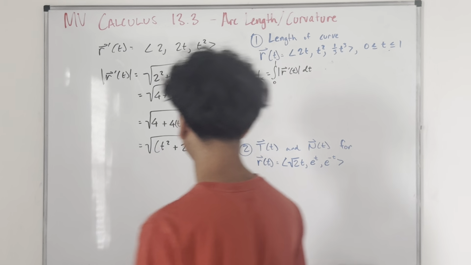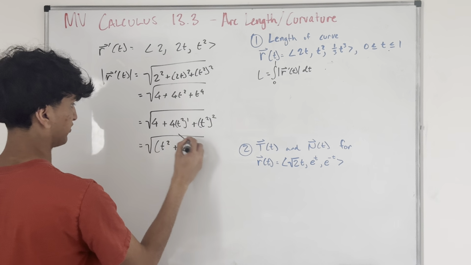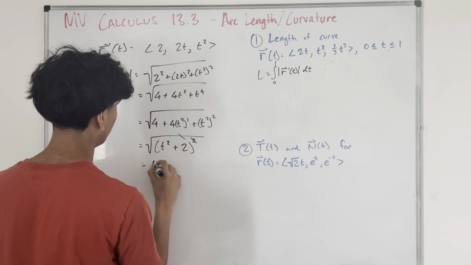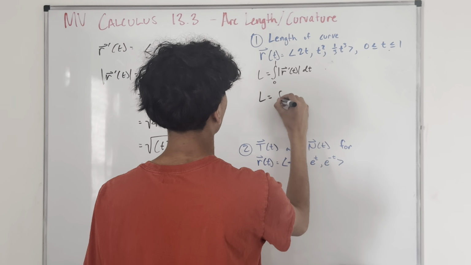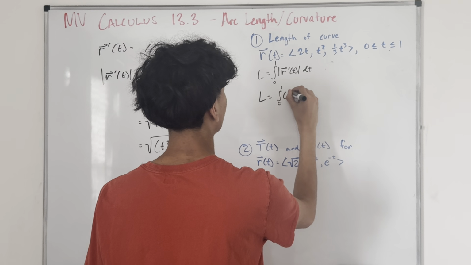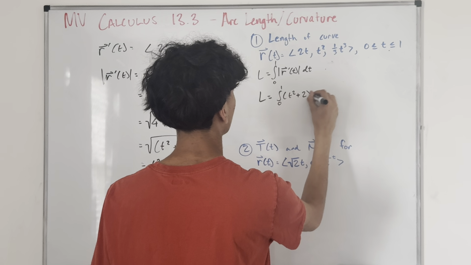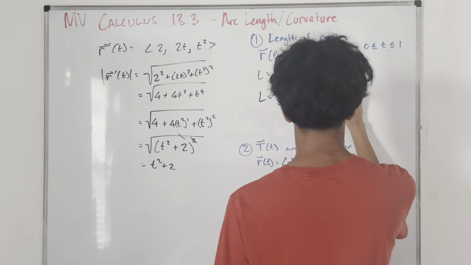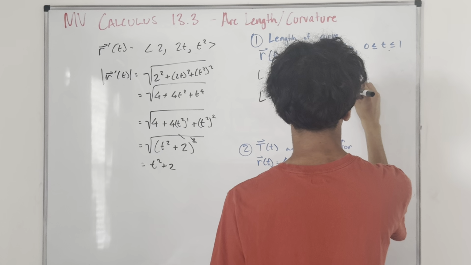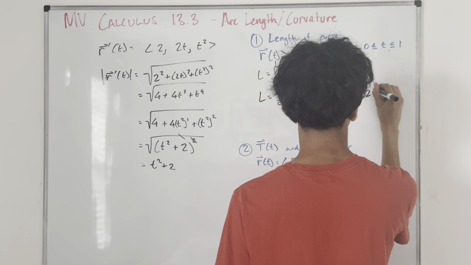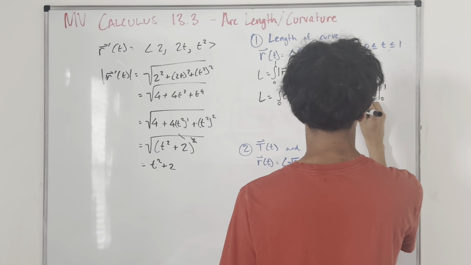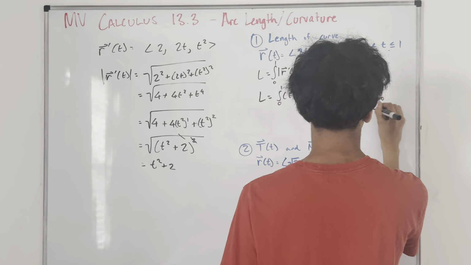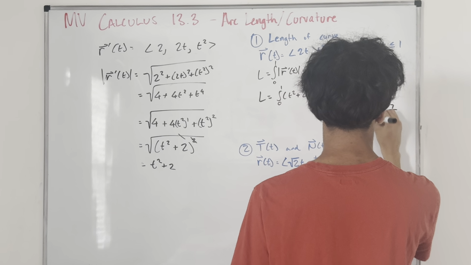So the square root cancels out the square, and I get t squared plus 2. I'm really integrating L from 0 to 1 of t squared plus 2 dt. This is 1/3 t cubed plus 2t from 0 to 1. I get 1/3 plus 2, which equals 7/3.